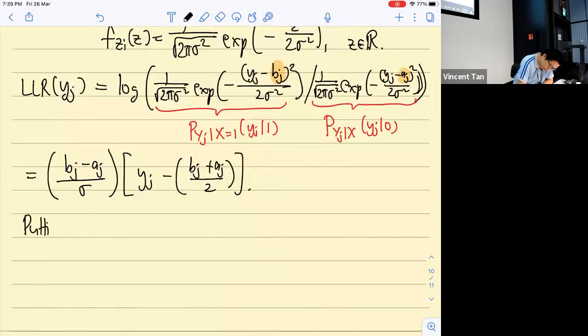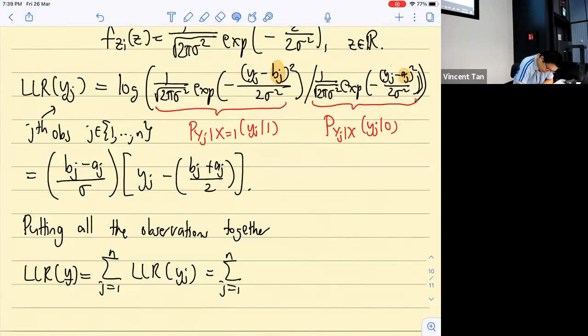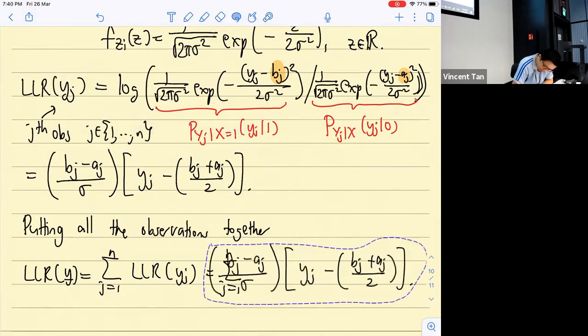Now, this is for the jth observation. The jth observation is 1 out of n. J is a number from 1 to n. Putting all the observations together, we see that we can form the log likelihood ratio as a function of the y vector, and this is the sum of the log likelihood ratios of the yj, where j runs from 1 to n. And so we have the sum running from 1 to n of this guy here. Each one we have already calculated, so we can just copy this down and put this here if we wish.